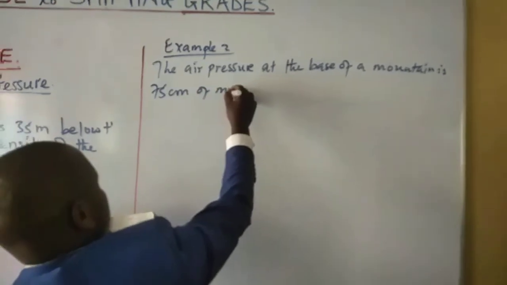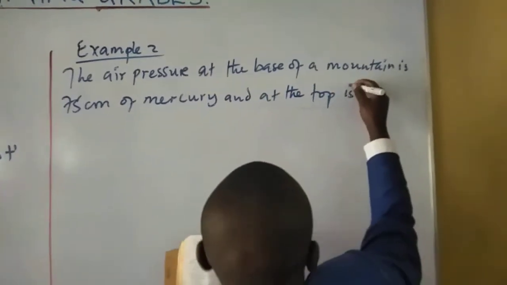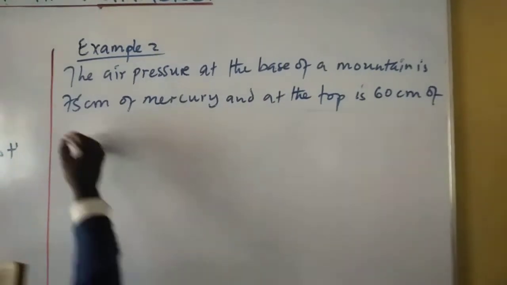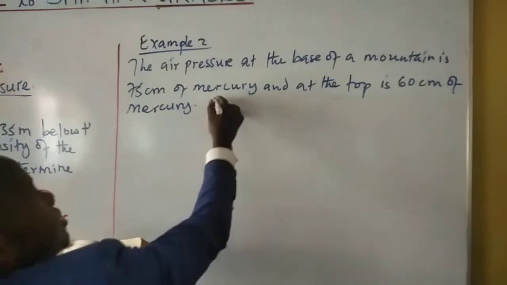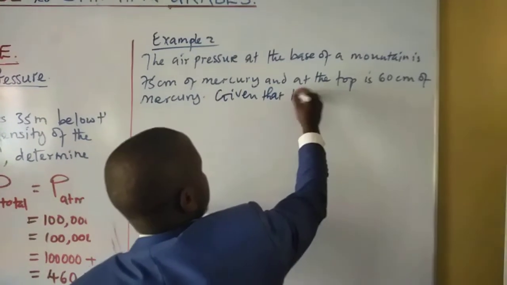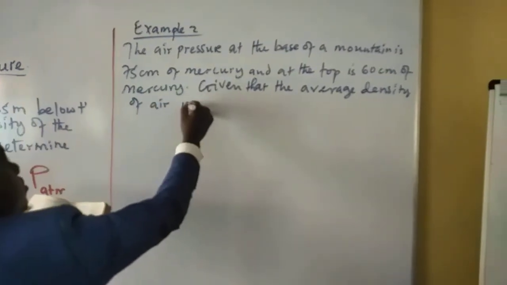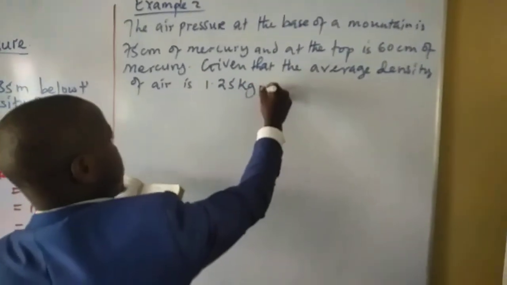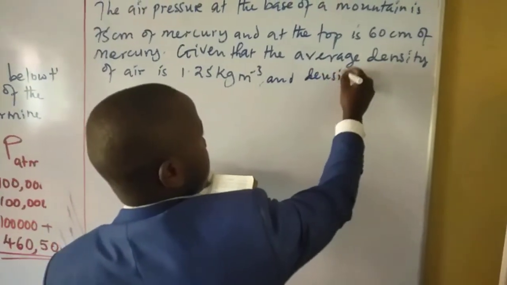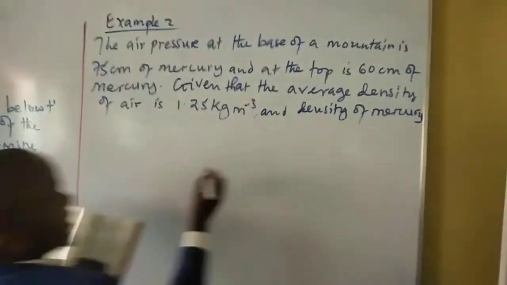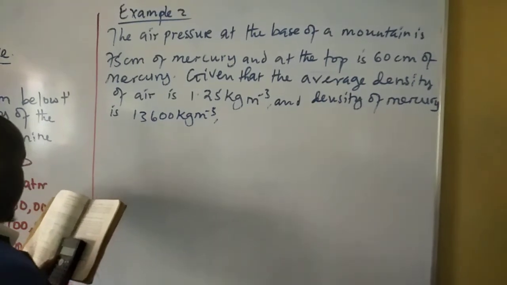75 centimeters of mercury, and at the top of the same mountain the pressure is 60 centimeters of mercury. Given that the average density of air is 1.25 kilograms per meter cubed, and density of mercury is 13,600 kilograms per meter cubed. Calculate the height of the mountain.